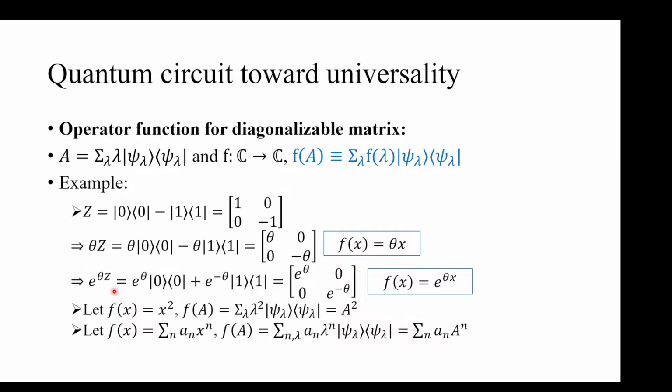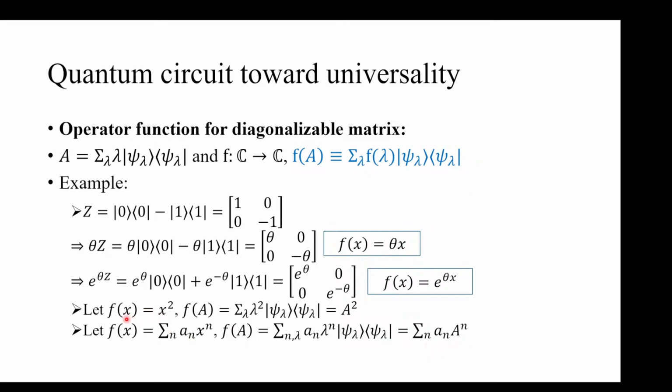And yeah, so now we define the exponentiation of this matrix Z, equal to 1, -1. Exponentiating with some parameter theta, e to the theta Z. We say it's e to the theta, e to the minus theta. And here we have more checks that this definition makes sense.